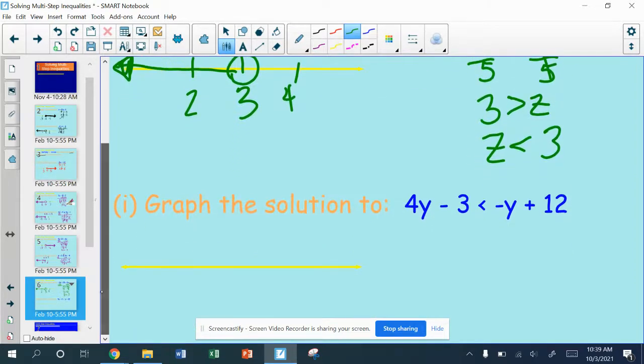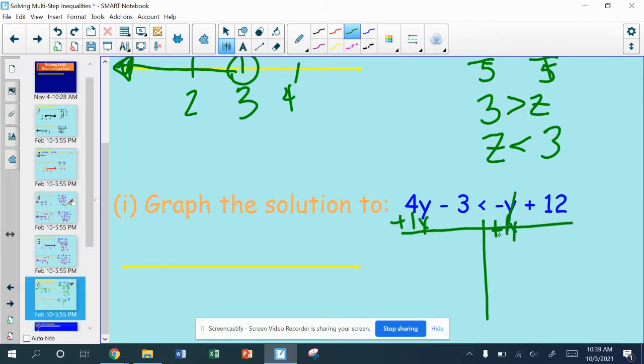All right. Last problem. I am going to add this 1y. Kind of wrote right over that. So 5y minus 3 is less than 12. I would want to get rid of my 3. So 5y is less than 15, and divide by 5.